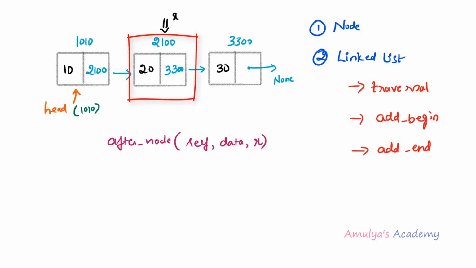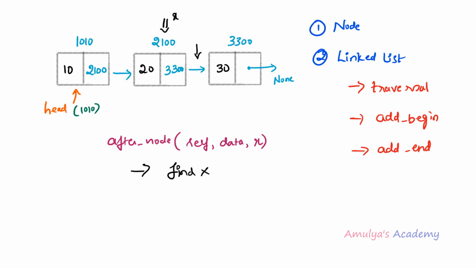So if I take this as the X, then I need to insert the new node here after that node, right? So the first step to insert the new node is you need to find out the X, where it is present. So find X first. It can be present in any position in the linked list, so you need to check the entire linked list to find the x.